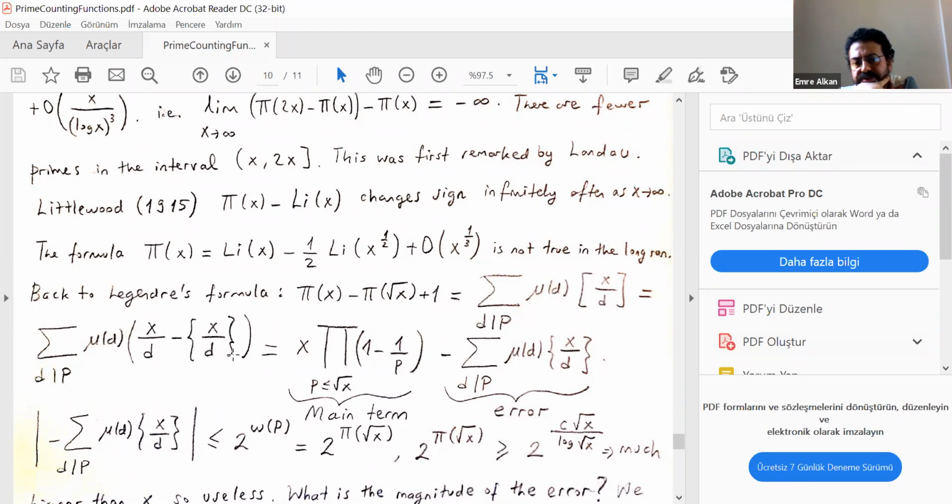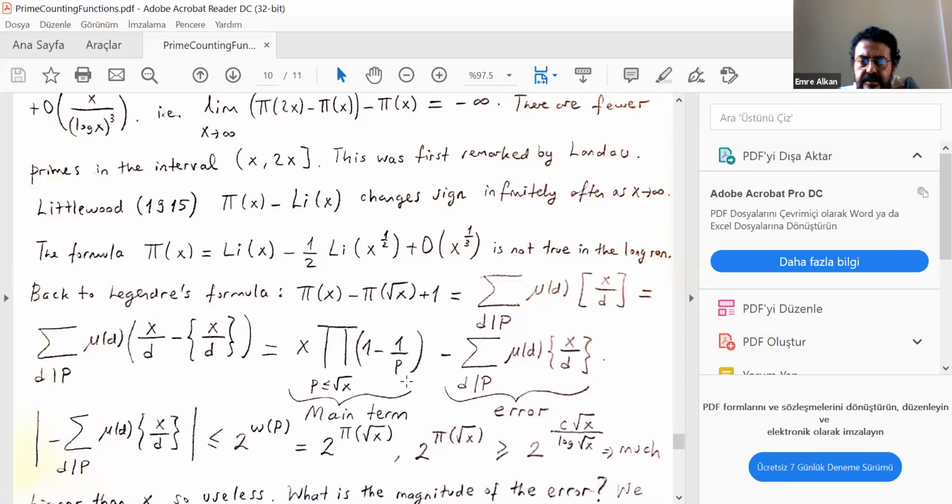Then you can decompose this into two sums. Now the first sum, of course, can be written as a product. It's easily seen. You can take the x out, but the rest you can write as a product of 1 minus 1 over p, with p less than or equal to √x. Remember, that was the definition of capital P. We were considering all primes. So there you go. We have this term minus, of course, this thing: the sum over all divisors d of P, μ(d) times the fractional part of x over d.